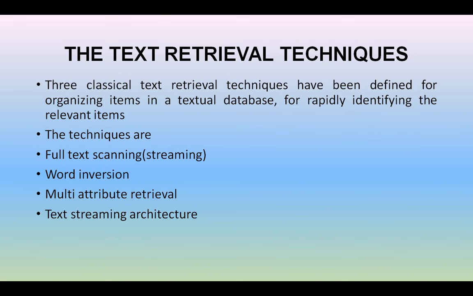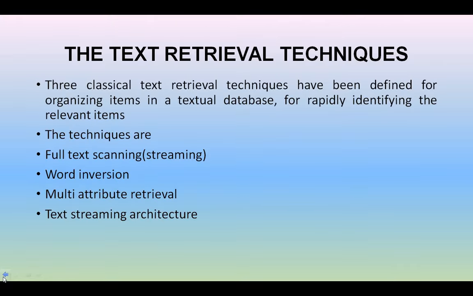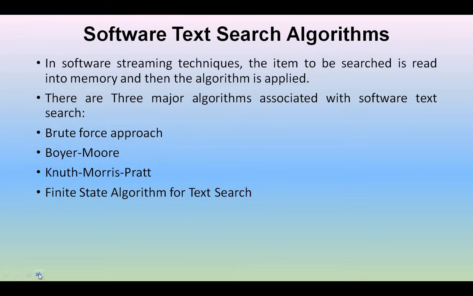So what are the various techniques? Number one, full text scanning or streaming; next, word inversion, multi attribute retrieval, and text streaming architecture. Here we are talking about these things one after another. First of all, we are going to talk about full text streaming, or text streaming architecture.